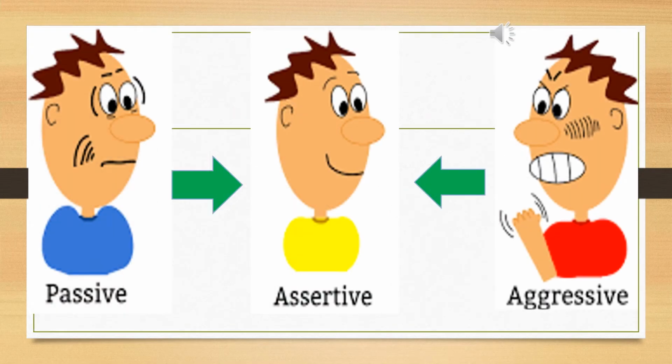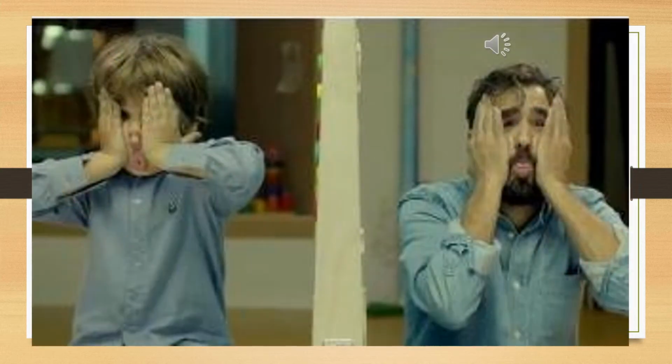Different communication type behavior: 1. Aggressive, 2. Assertive, 3. Passive. For example, passive: you win. Assertive: go win. Aggressive: I win.